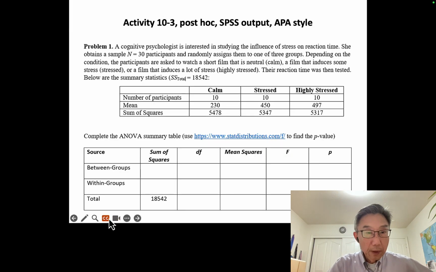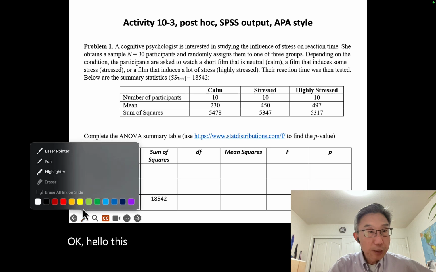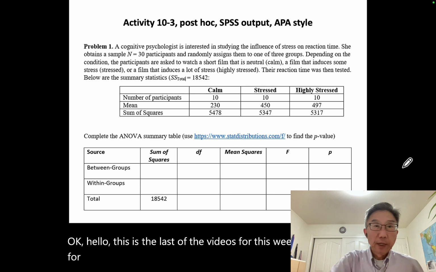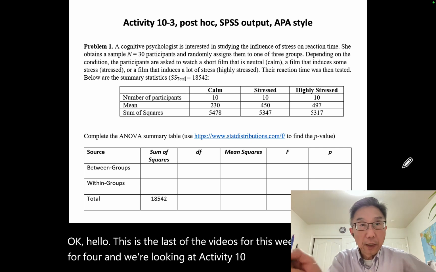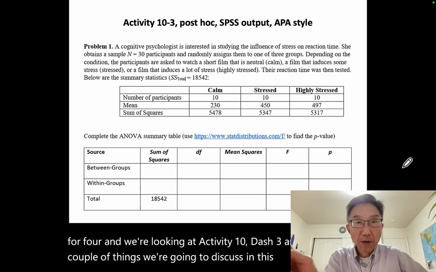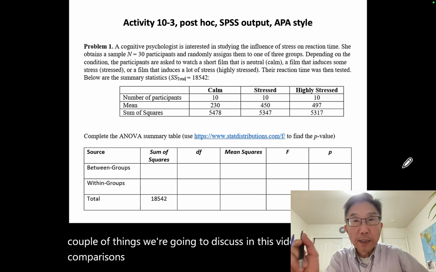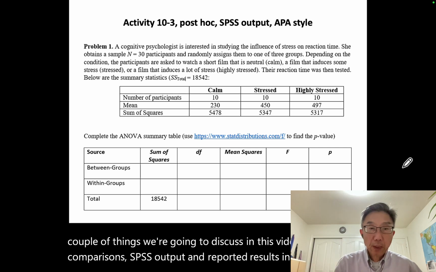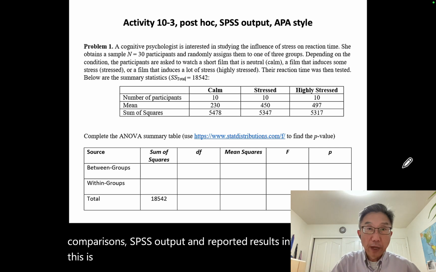Okay, hello. This is the last of the videos for this week. So it's video 4, and we're looking at activity 10-3. There are a couple of things we're going to discuss in this video: post-hoc comparisons, SPSS output, and reporting results in APA style. And this is the first part of the activity worksheet.